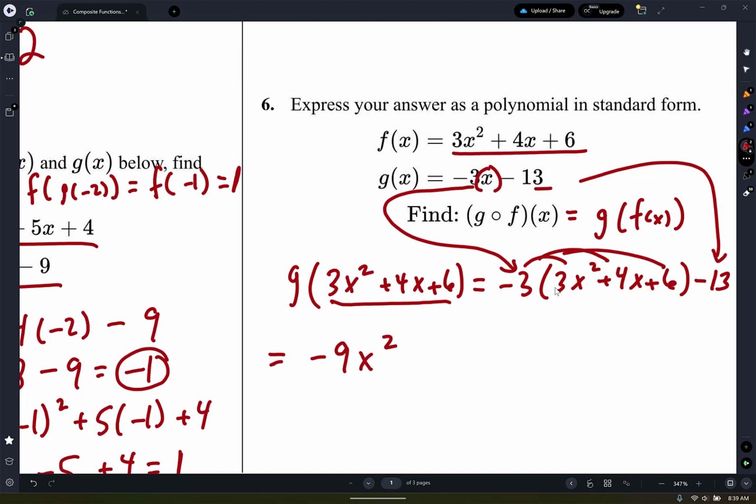Negative 9x squared, minus negative 3 times the positive 4x. That's a minus 12x. Negative 3 times positive 6, that's a negative 18.